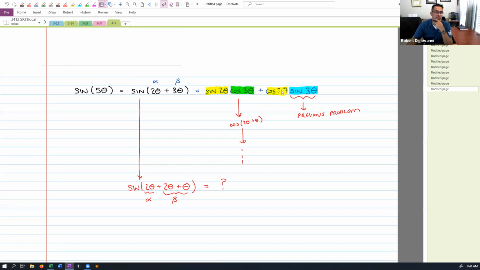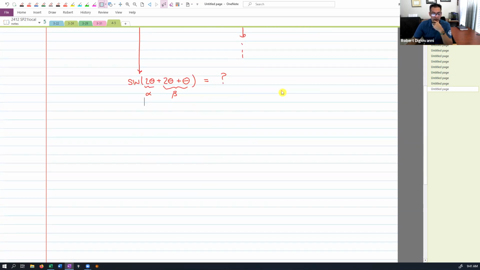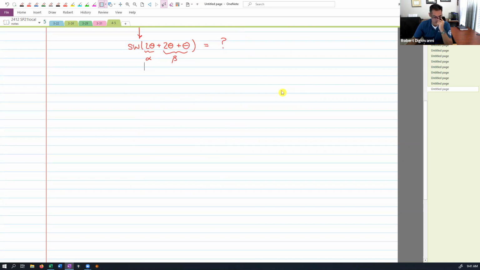Yes. Okay. Now, here's something I don't want you to ever do. Okay, this is very bad. I want you to see that if you have sine of 5 theta, this is not and never will be 5 sine theta. That's not the way trig functions work.